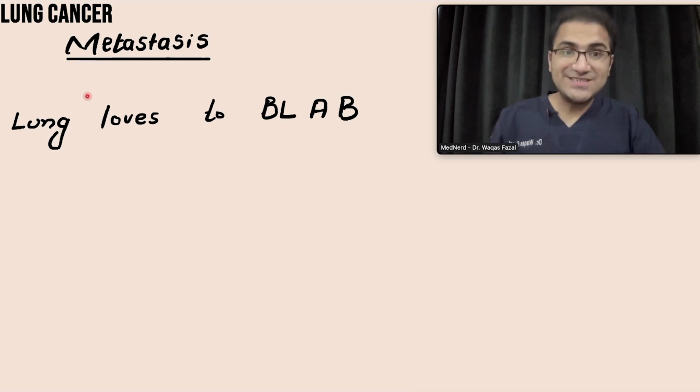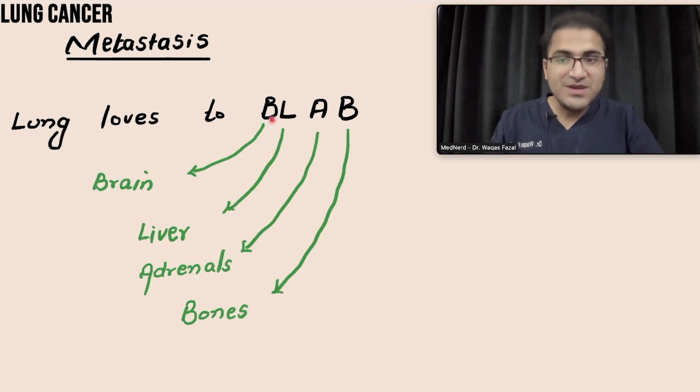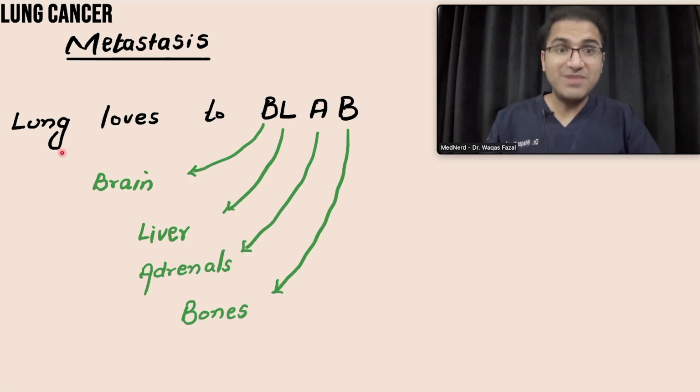For the metastasis, you can remember a simple mnemonic: lungs love to blab. B for brain, L for liver, A for adrenal glands, and B for bones. So the mets of lung cancer will go to all these places. A simple mnemonic to remember it.